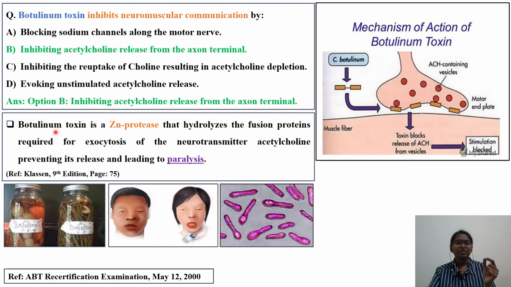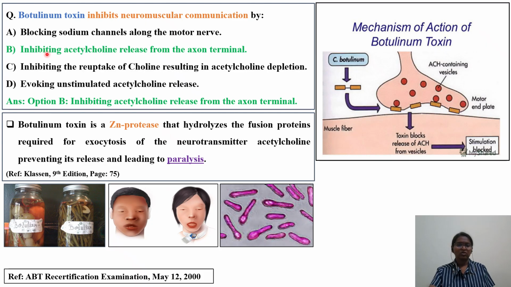Here you can see that botulism toxin is a zinc protease that hydrolyzes the fusion proteins required for exocytosis. Since it is hydrolyzing this fusion protein, exocytosis of the vesicle will not take place, preventing the release of the neurotransmitter acetylcholine and leading to paralysis. As a result, this muscle fiber undergoes paralysis. So this toxin will block the release of acetylcholine from the vesicle. Stimulation is blocked. This is what you have to remember from an exam point of view.